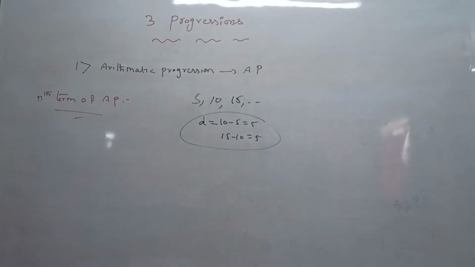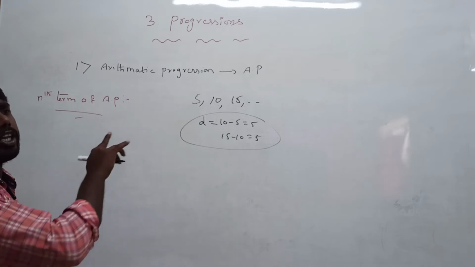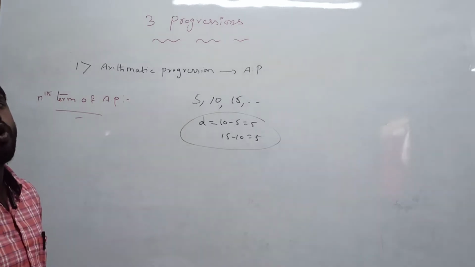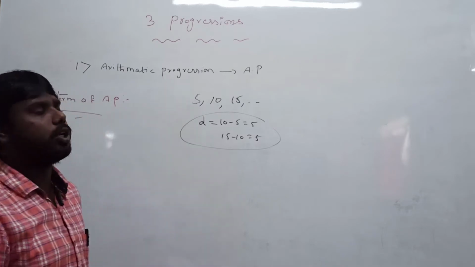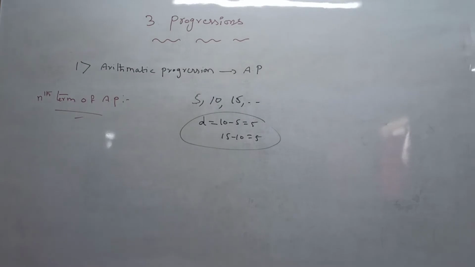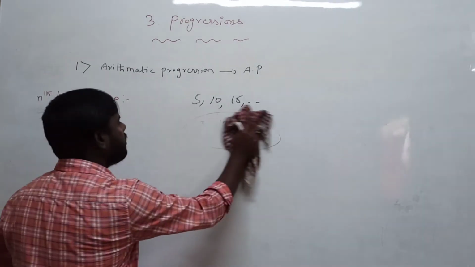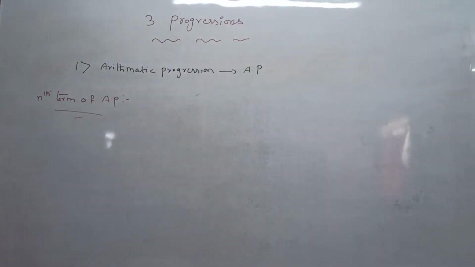The definition of arithmetic progression is a sequence of numbers in which the difference between any two terms is the same. The common difference, denoted by small d, is equal to any term minus the term before it. Next, a very important formula is the nth term of the arithmetic progression.